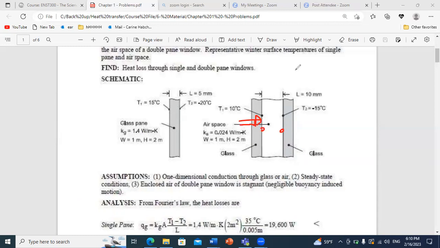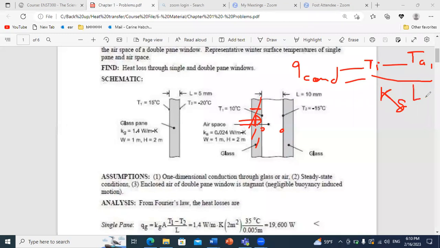So to get TA1, I can write Q conduction inside this layer as T inner minus TA1 over the resistance of this layer only, which is L of glass 1 over K glass 1 times A. So you know Q conduction from the previous analysis, you know T inner, it's given, and you have K, L, and A.